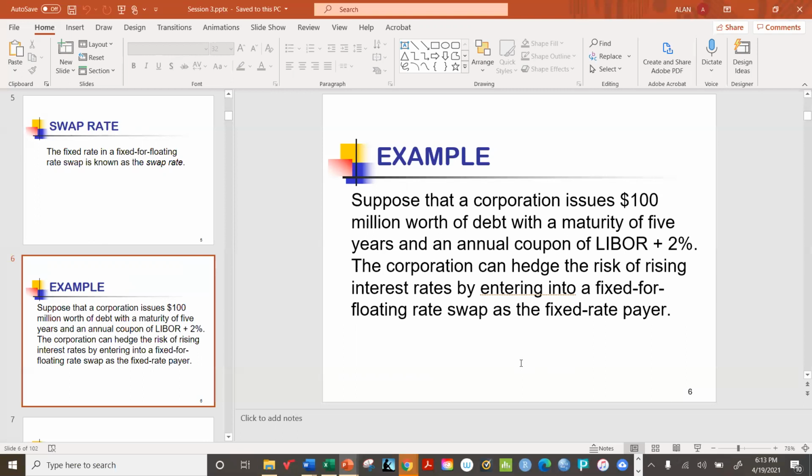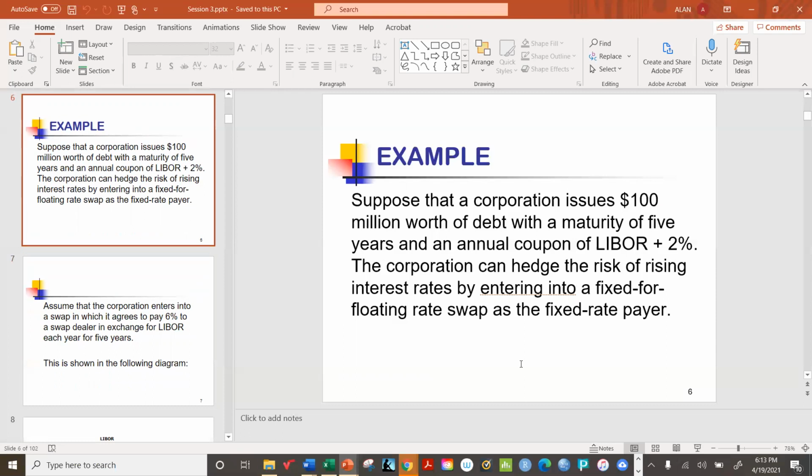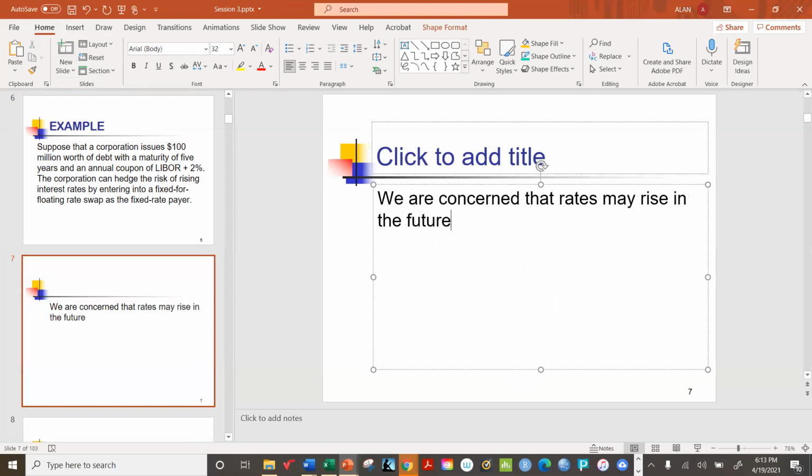Now, the tricky part here is to figure out which side we should take. If we enter into a swap, what exactly are we trying to do? All right, well, let's think about this again. We are concerned that rates may rise in the future. Now, if they do, which will require us to pay more interest.